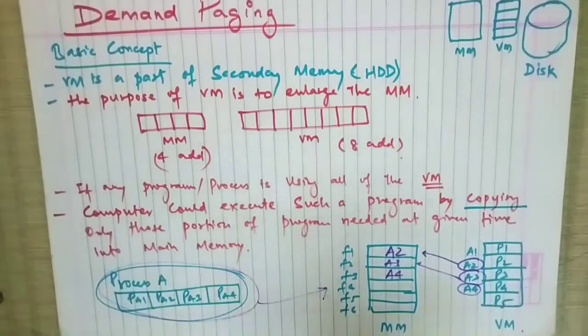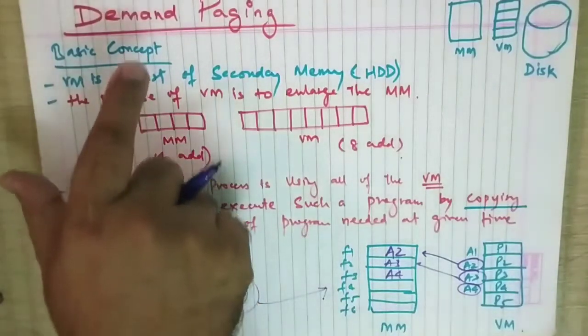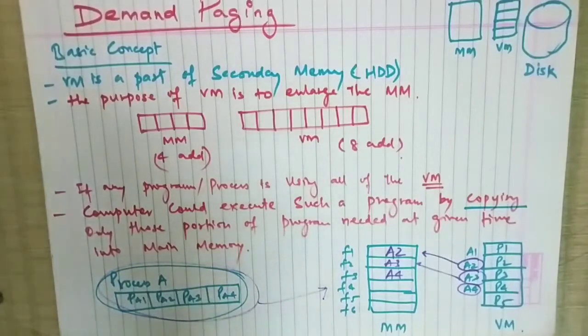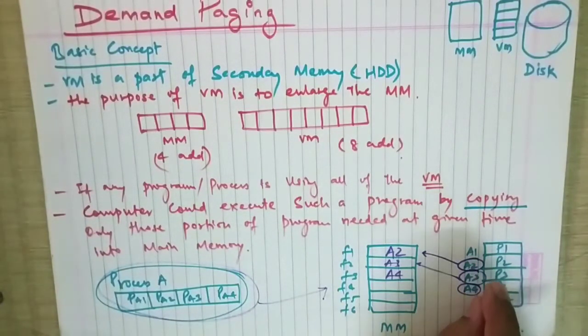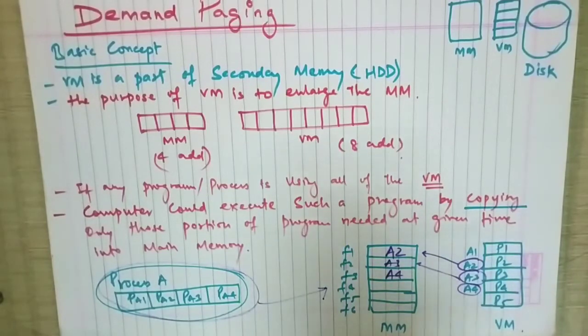So in demand paging, basically on the demand of the main memory, the pages will be shifted from virtual memory to the main memory. The concept behind demand paging is that we are going to copy the portion or the pages of the process from virtual memory to the main memory only when it is required.